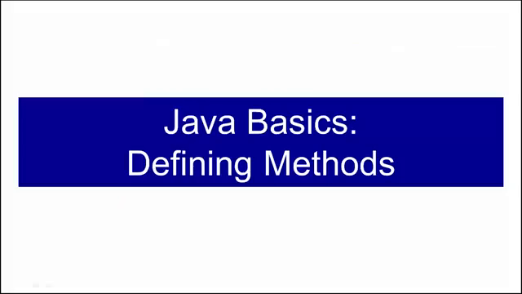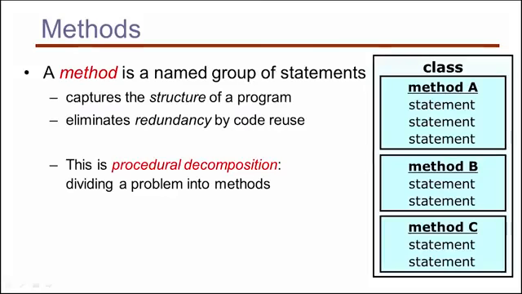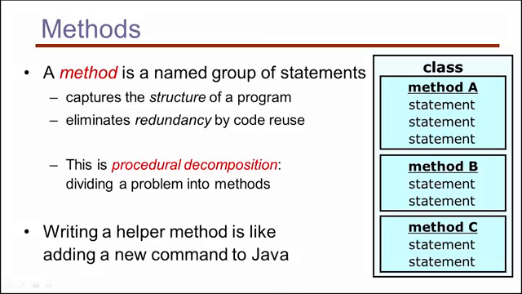To solve this, Java allows us to define methods. A method is simply a group of statements to which we give a name. We can then use the name to execute the statements within the method. When we define methods, it is like adding new commands to the Java language that we can use.